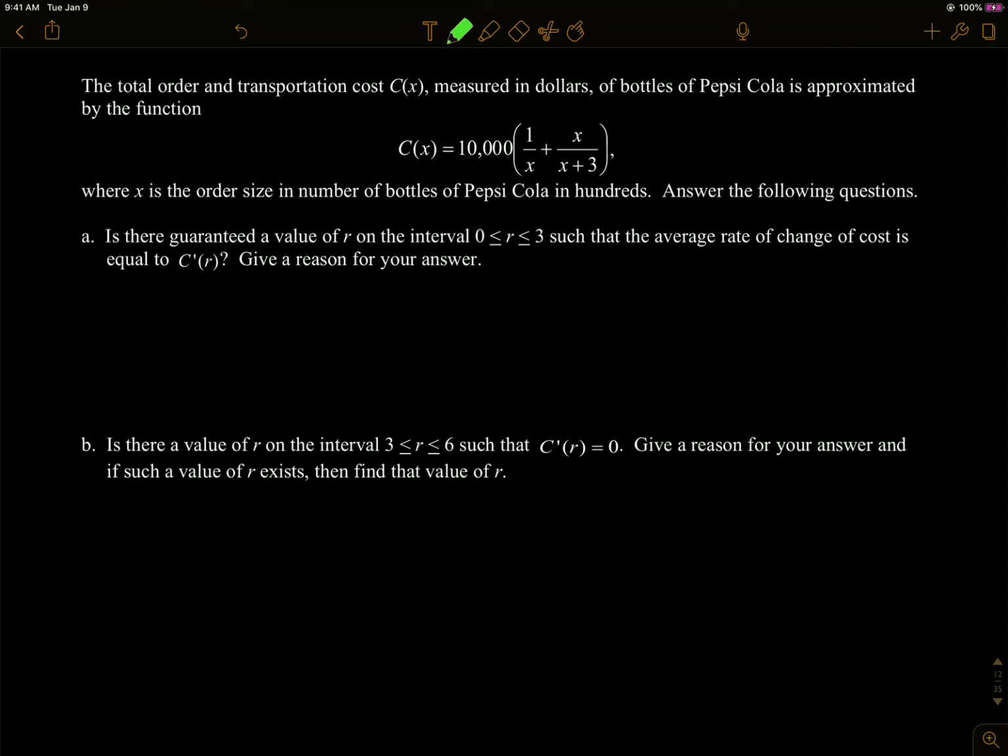So is there a guaranteed value on the interval so that the average rate of change of cost is equal to the instantaneous rate of change? So what they're really asking about here is the mean value theorem. Right? Is the mean value theorem applicable? Because they're asking you, is there a guaranteed value? Does it exist? So mean value theorem would guarantee that. So we have to make sure it's applicable. So they're asking about the closed interval from 0 to 3.